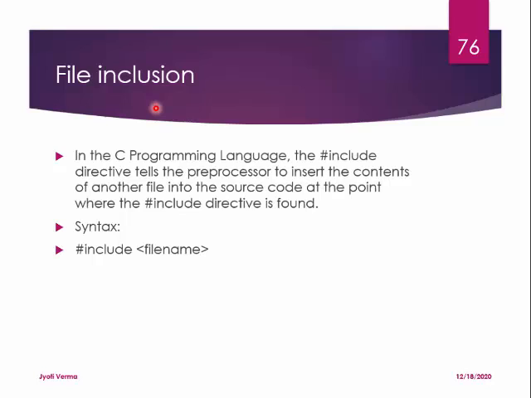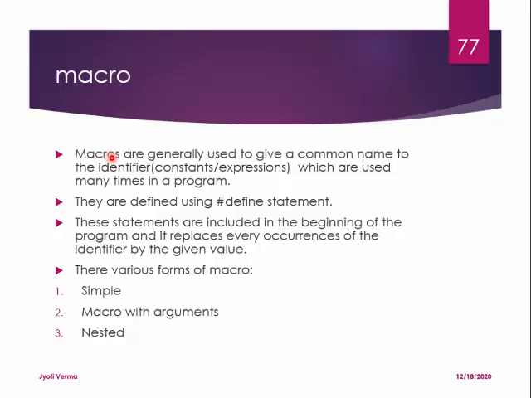Now what is file inclusion? File inclusion means what? To include the other files, what we have to use? We have to use file inclusion preprocessor directive, and the syntax is hash include angular bracket. Within that angular bracket you have to specify the file name. Now what is a macro? Macro means what? You can give a name, a name which is used several times in your program, then you can use a macro. Macro is defined using hash define statement.